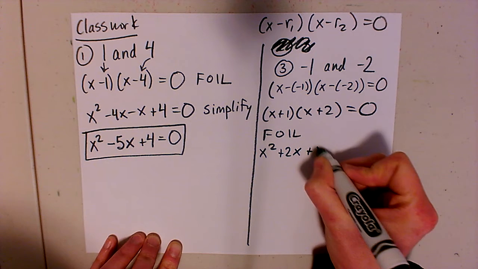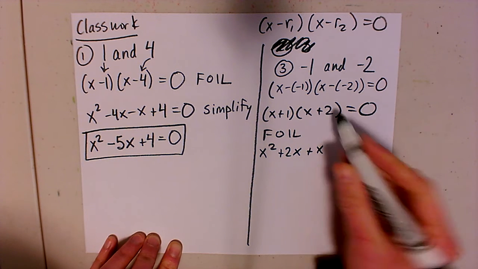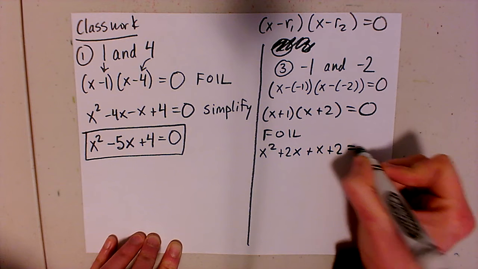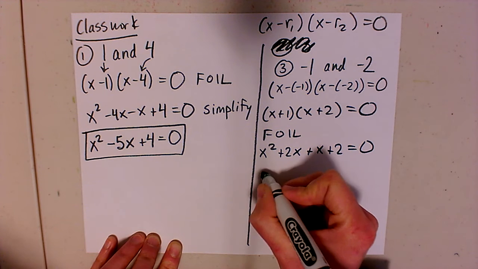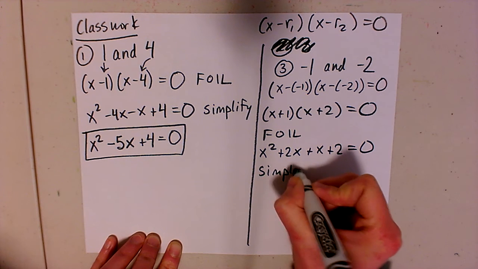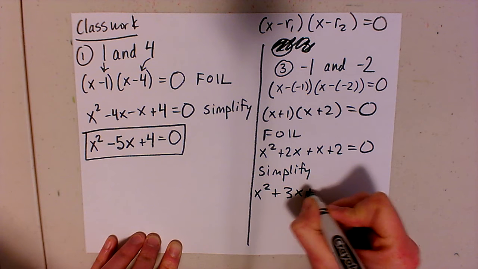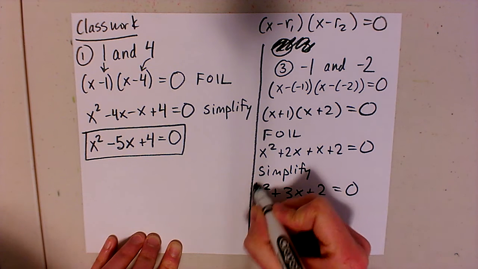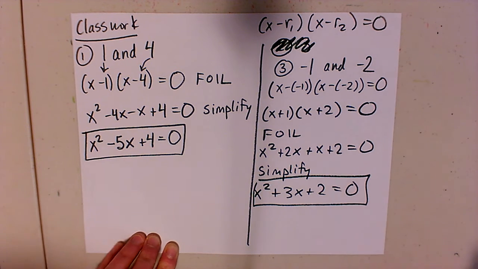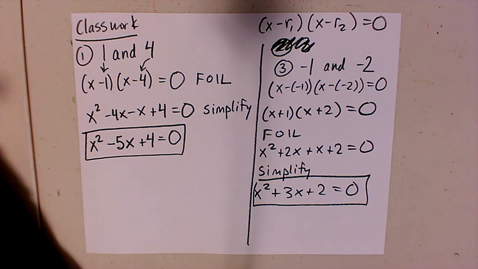My inners will be plus x, and then my last, 1 times 2, excuse me, is 2, and that equals 0. So we can simplify that, and we'll get x squared plus 3x plus 2 is 0, and then that would be your answer to number 3 from the classwork.